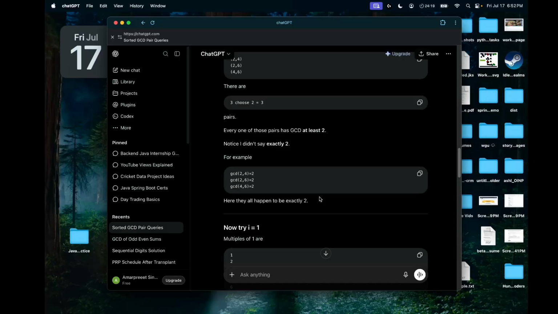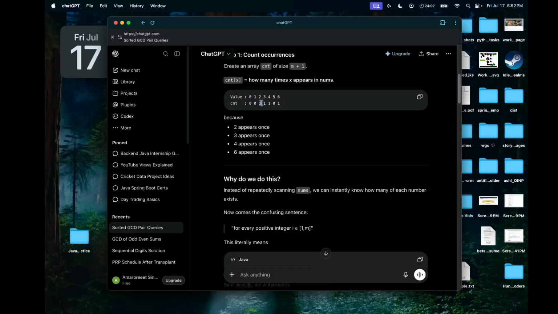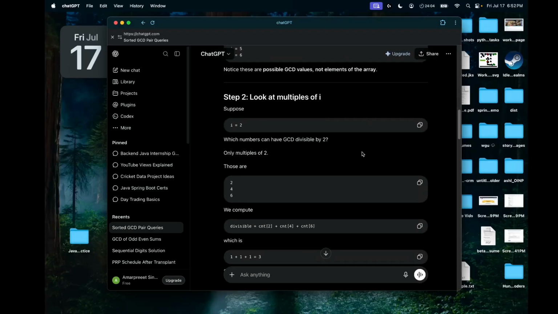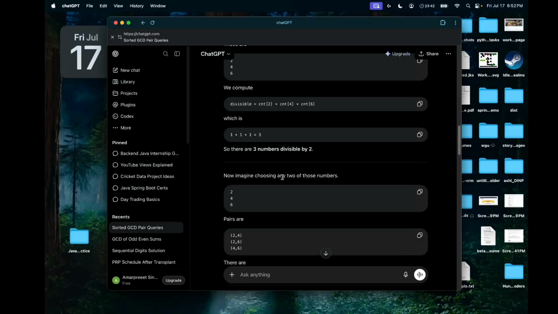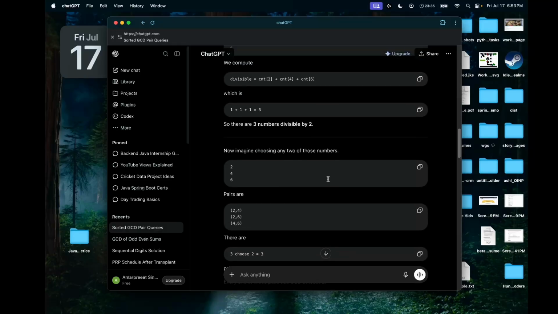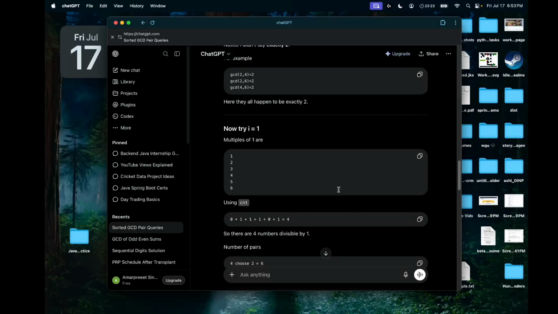Okay, now what? Look at multiples of i. When i is 2, which numbers can have a GCD divisible by 2? Only multiples of 2. So we compute the count, which is okay. Now imagine choosing any 2 of these 3 numbers. Notice I didn't say exactly 2. Now try multiples of 1 or 6.